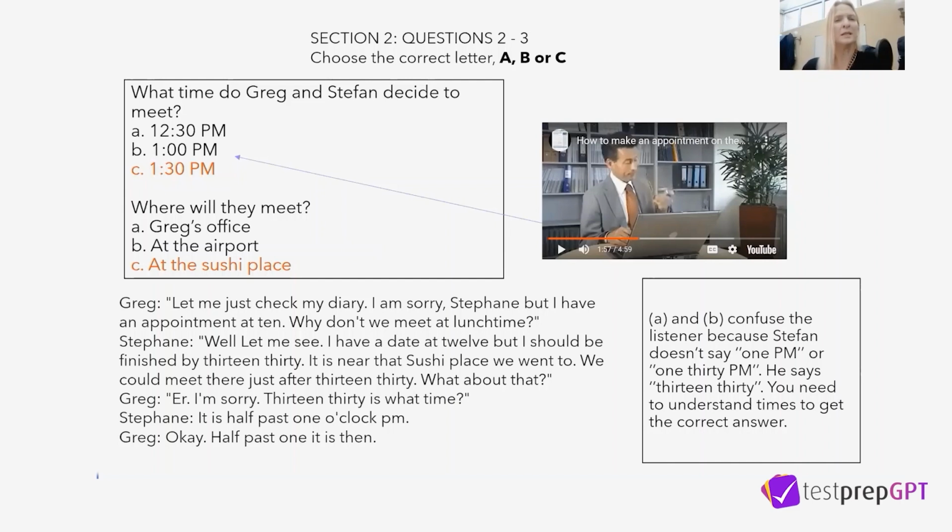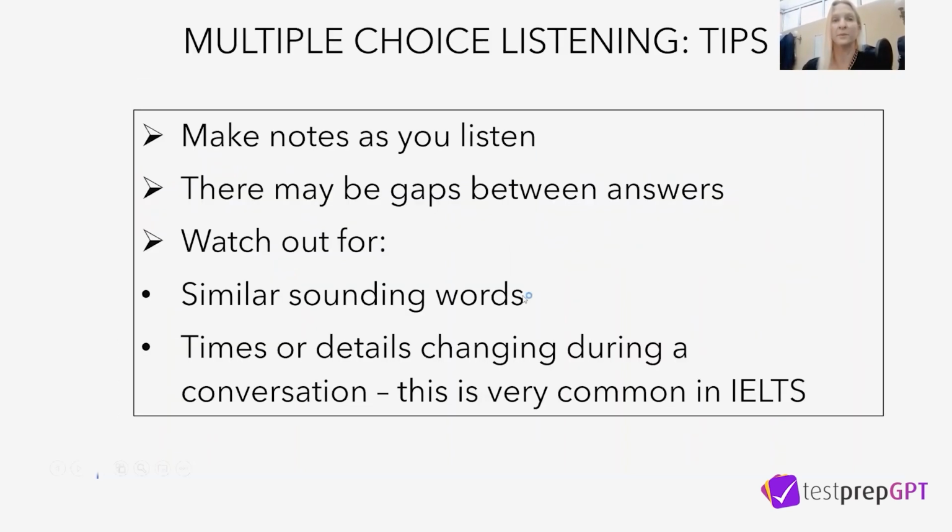Finally, where did they decide to meet? They were talking about getting to the airport. Stefan was talking about getting to the airport. So answer B is a distractor. However, they finally decide to meet at the sushi place. And Stefan says it very quickly, and I believe it's only said once in the audio. So again, these multiple choice questions are a test of your ability to understand detail.